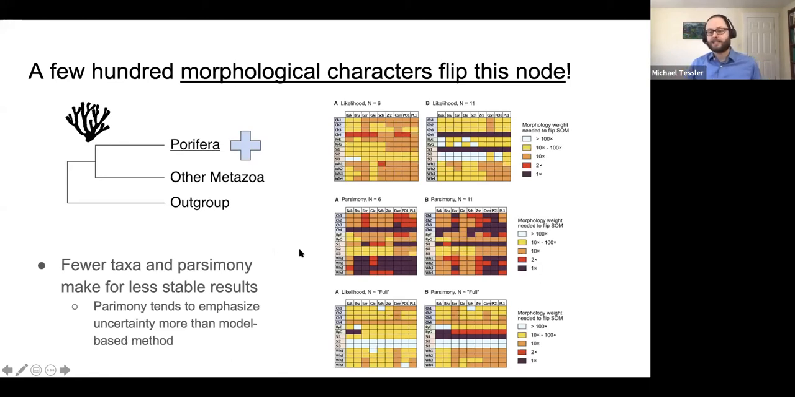It's not surprising that parsimony is easier to flip. Parsimony has a tendency to emphasize uncertainty rather than model-based methods. So it's not surprising that it takes less to change its answers around.